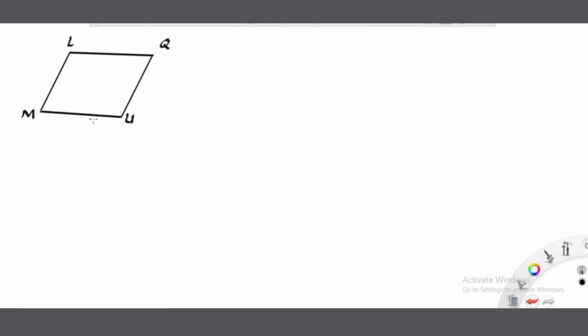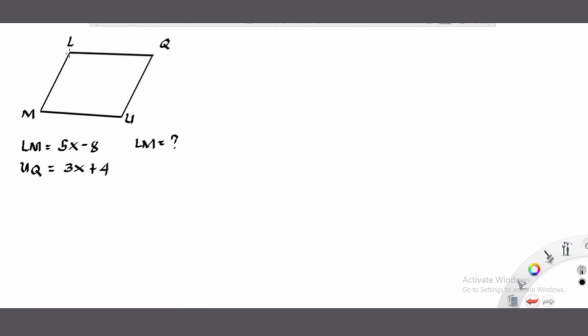Okay? So, gagamitin natin, again, yung mga properties na na-discuss natin from the previous video to solve for the parts of this parallelogram. Let's say, this parallelogram is L, Q, U, M. So, this is the name of this parallelogram. Alright? And it says in here that if the measurement of LM is 5x minus 8, and the measurement of UQ is 3x plus 4. So, what is the measurement of LM? So, we are asked to find the measurement of LM.